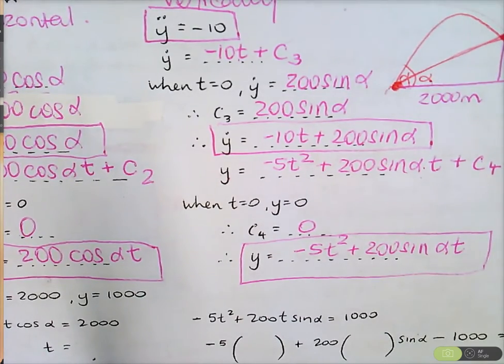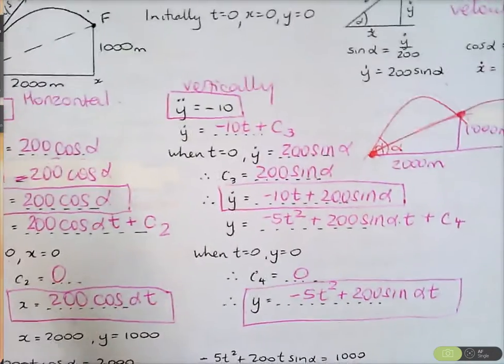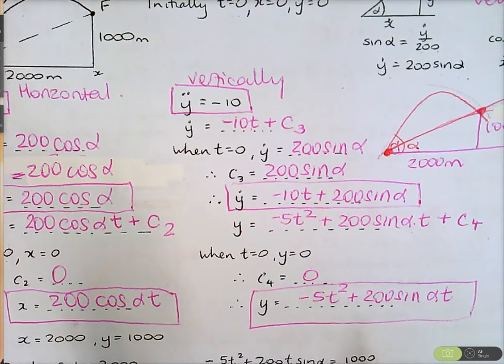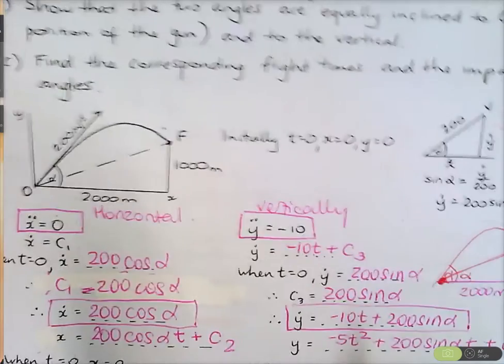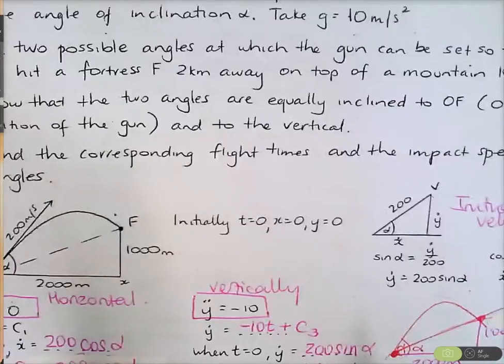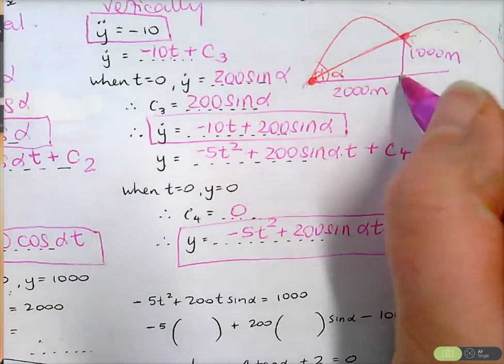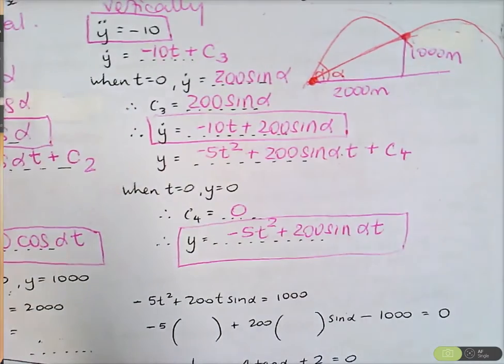Now, we still haven't found the angle. So we've got our 6 equations. It says find 2 possible angles at which the gun can be set so that it will hit a fortress 2 kilometers away on top of a mountain 1,000 meters high. So the only thing that you know is that when x is 2,000, you want y to be 1,000, yes?